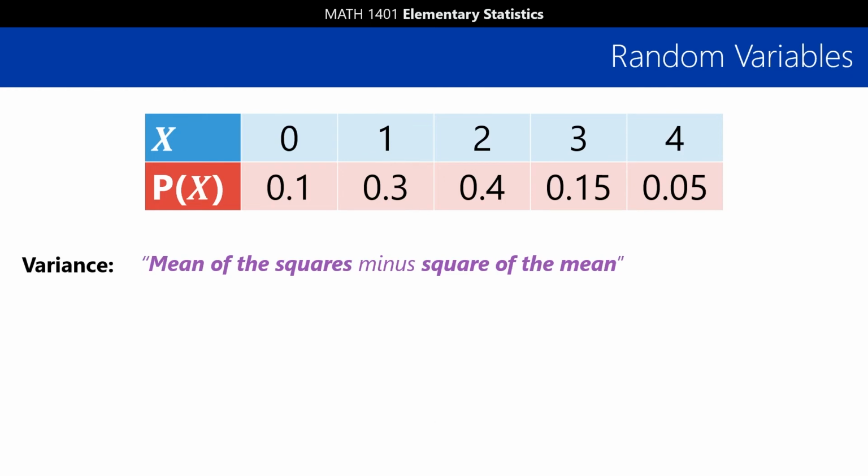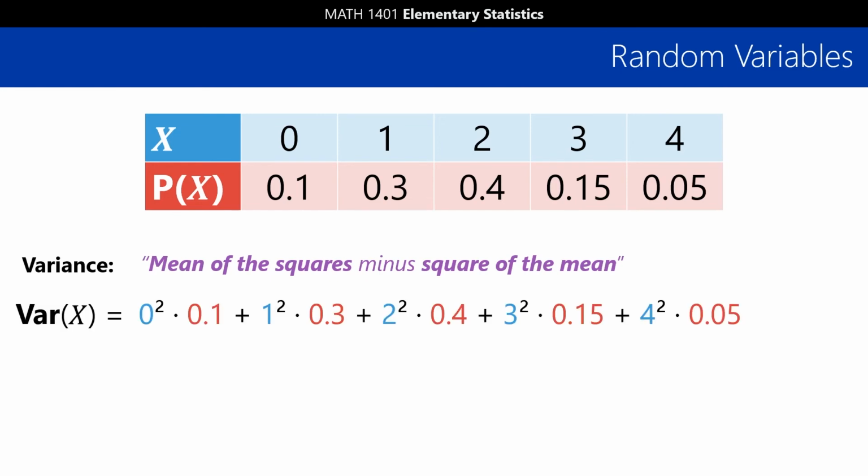We can even find the variance and standard deviation of a random variable. The easiest way to find the variance can be summed up in the phrase mean of the squares minus the square of the mean. That means you do the same kind of calculation as when you find the mean, but this time you square each outcome. So instead of multiplying the probabilities by 0, 1, 2, 3, and 4, you'd multiply them by 0 squared, 1 squared, and so on, up to 4 squared. Then, after all that, you subtract the square of the mean, which we've already found to be 1.75.